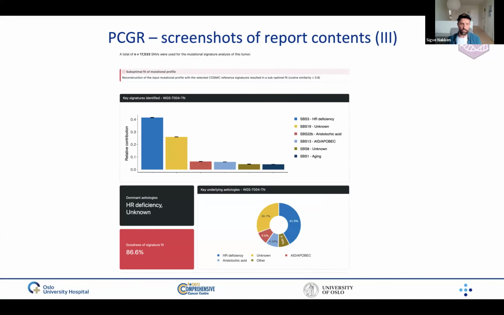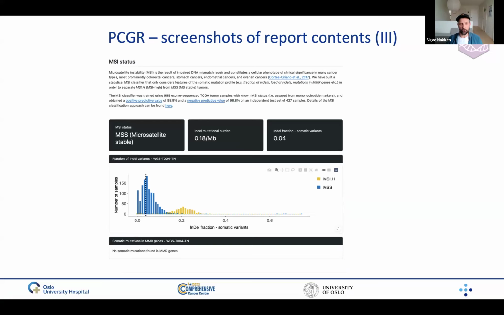So as I mentioned, we also provide an analysis of mutational signatures. So this gives you an idea of the types of processes that have shaped the tumor. This is actually a case where the analysis gave a suboptimal fit of such signatures. But in some parts of the tool you can see suboptimal analysis, and then you need to configure the tool and run it once again.